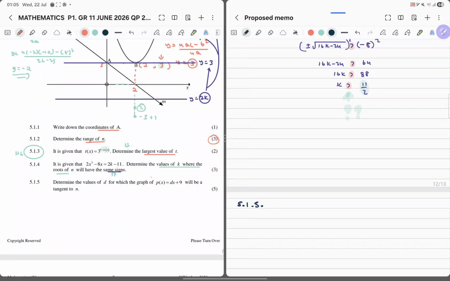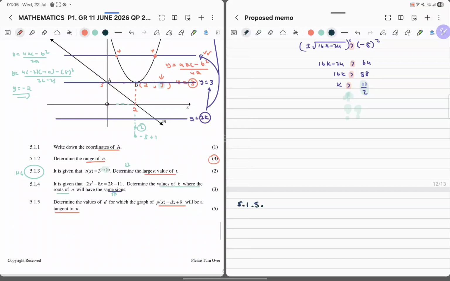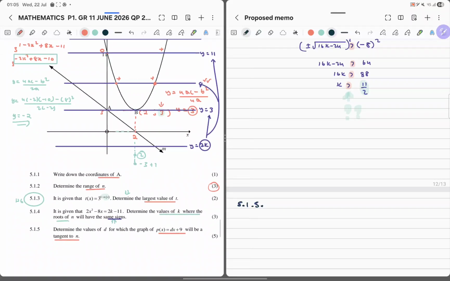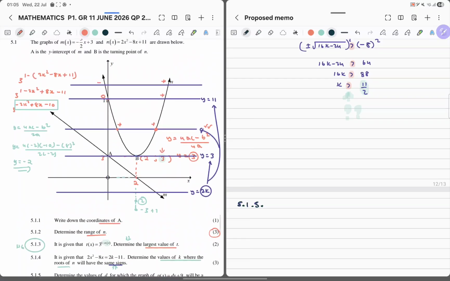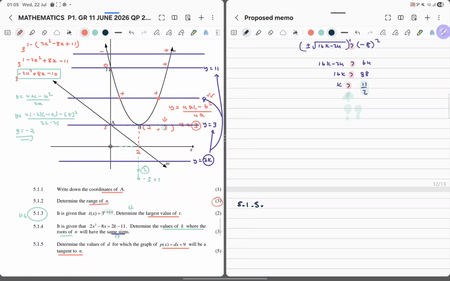All right, determine the values of d for which the graph of p of x is equal to dx plus 9 will be a tangent to n. Okay, P of X. Do we have any P of X here? No, we don't. Okay, determine the values of d for which the graph of p of x equal to dx plus 9 will be a tangent to n. 5 marks.